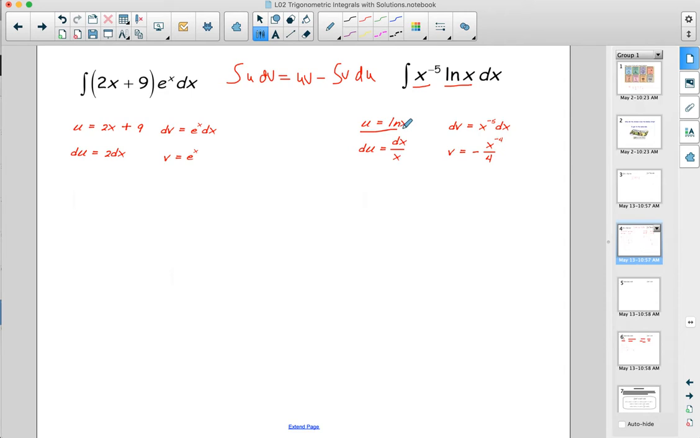So u is going to be ln of x, dv is going to be x to the negative 5 dx. Taking the derivative of this one we get to here, the antiderivative of this one we get to here, and notice when you multiply these two together you're just going to get an algebraic piece. You've lost the log piece in your integrand.